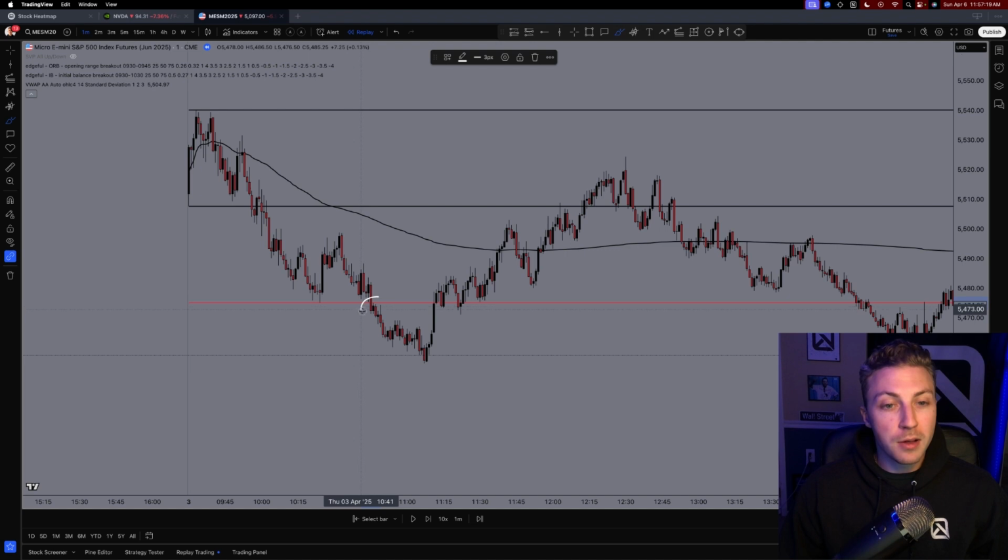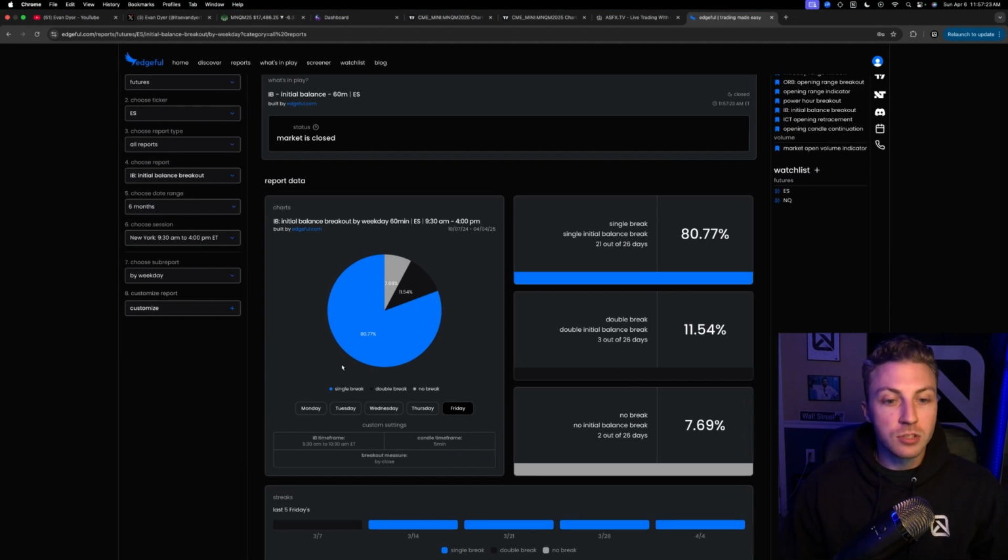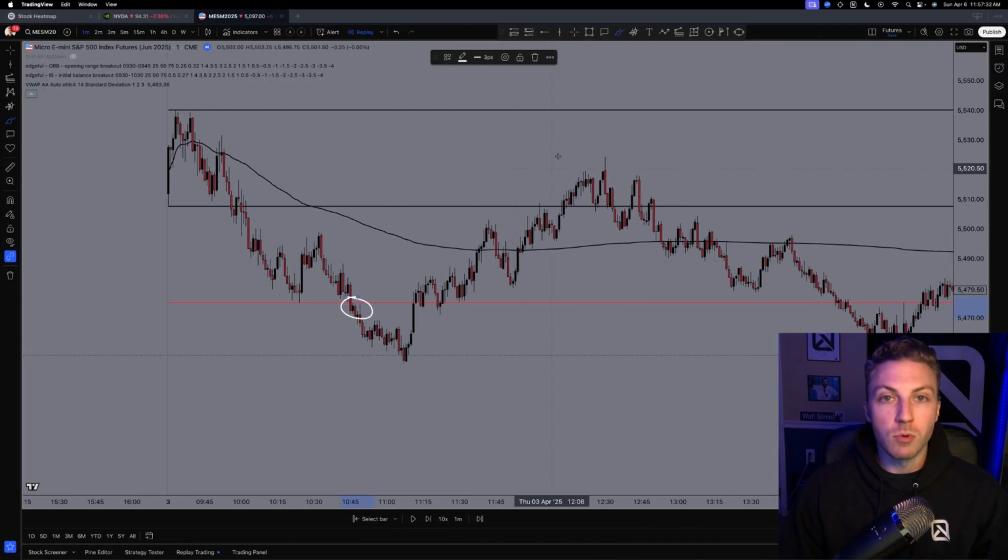You can see we just barely took out the bottom here. All right, well, there's our single break. We can go back to Edgefield here and check out our Thursdays. 20% of the time. So a little bit more likely, but still not probable. It's 20% of the time on Thursdays in the past year that we would break both sides. So there's only a 20% chance of us coming up here to break both sides. So I'm not really getting induced into the longs.